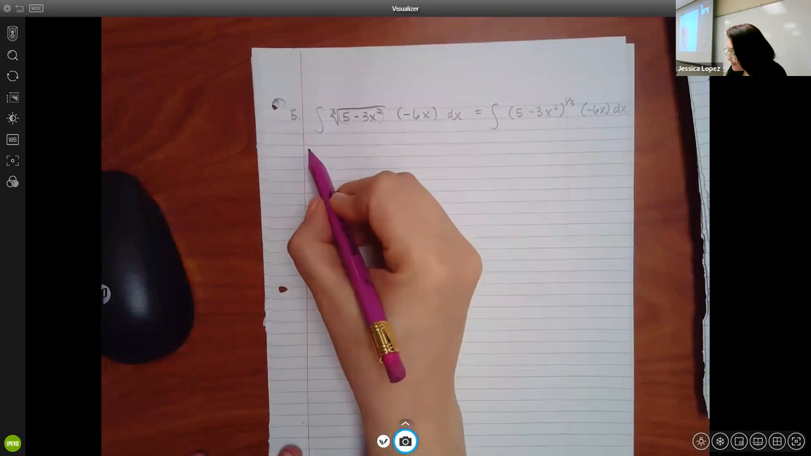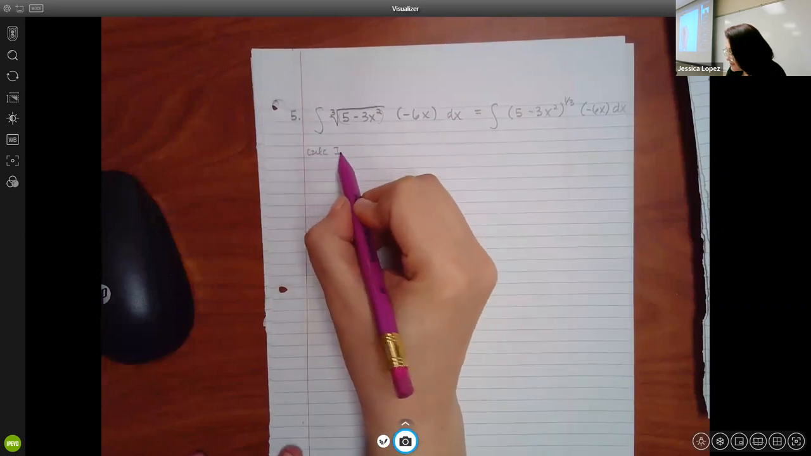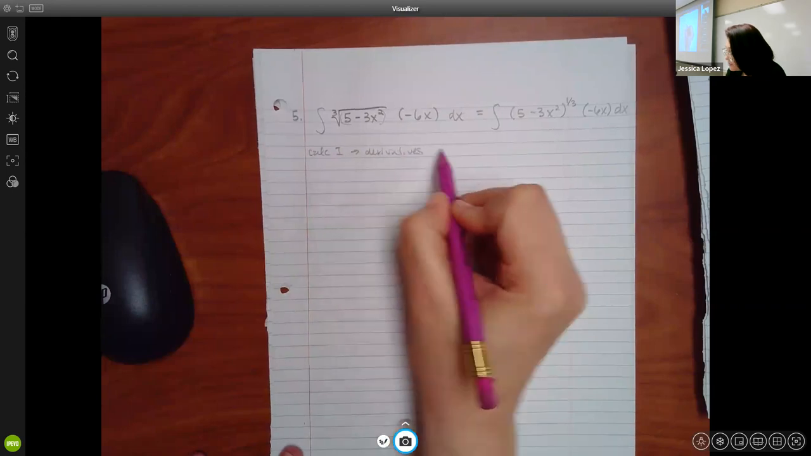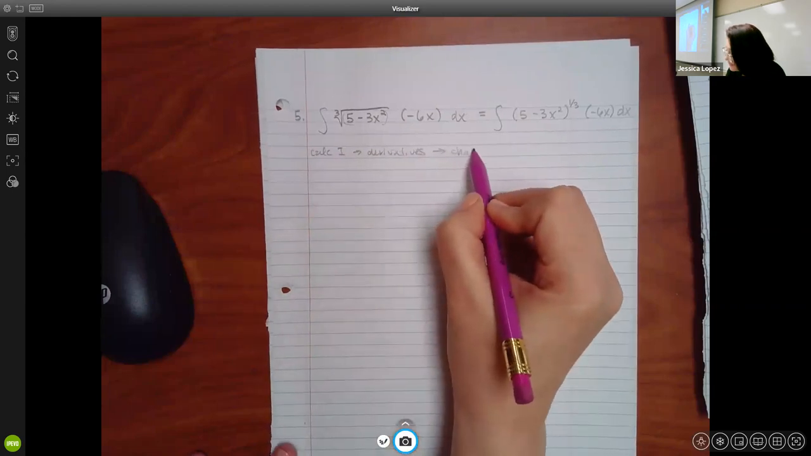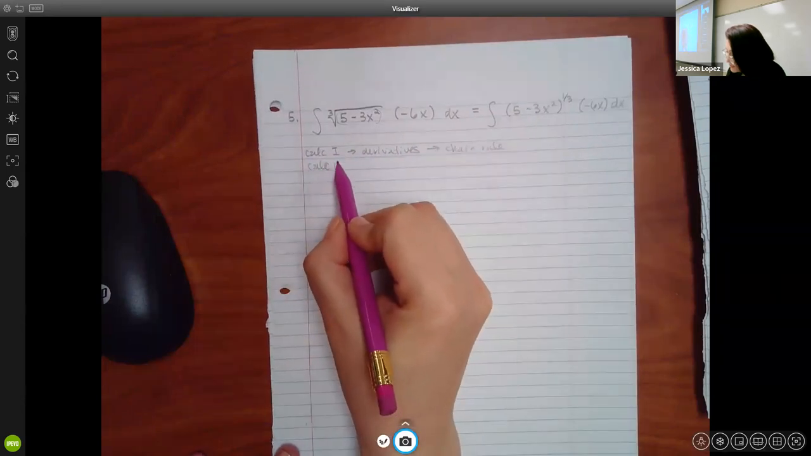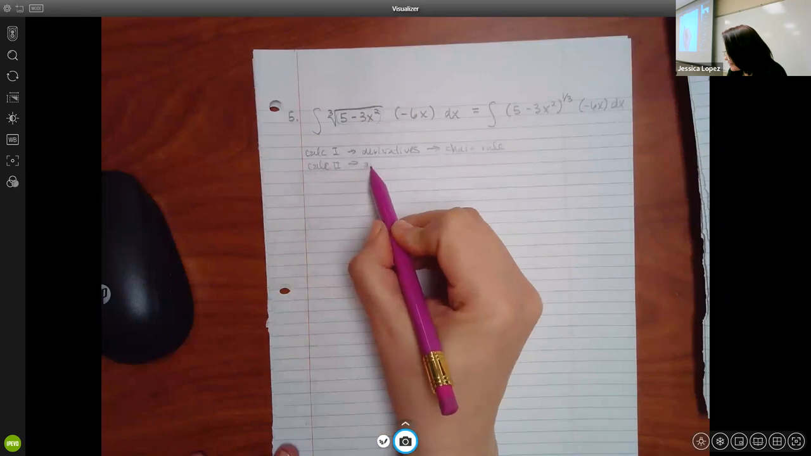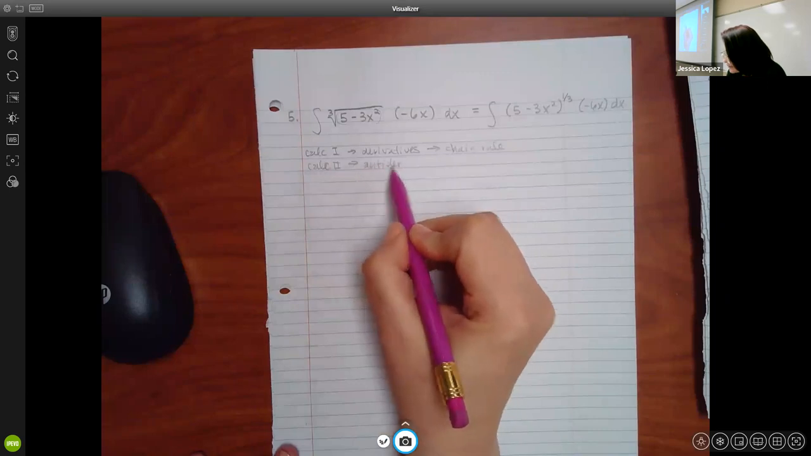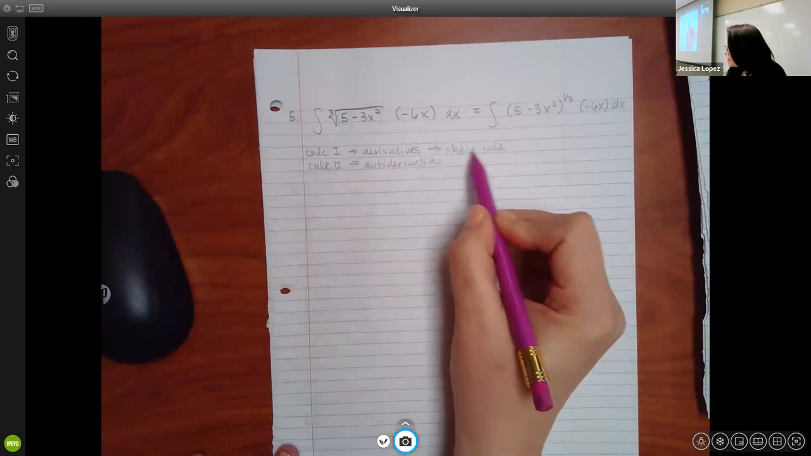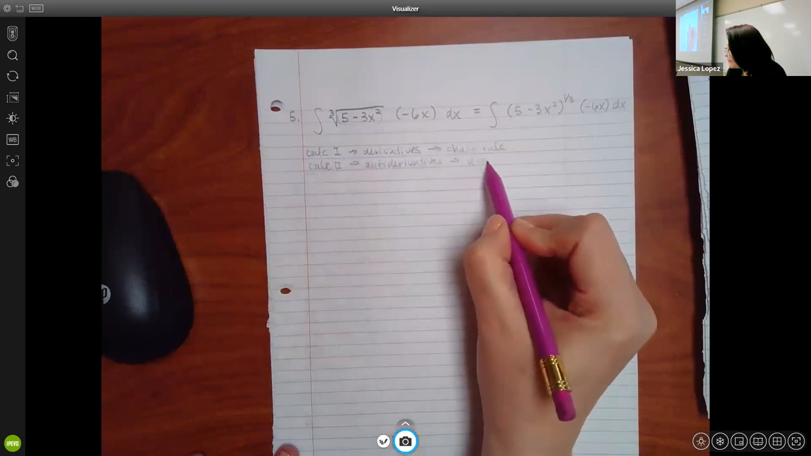So in Calc 1, you're taking derivatives, right? And when you do derivatives, you have the chain rule. When you're doing Calc 2, you're doing integrals, so it's basically antiderivatives, right? And the way we undo the chain rule is we use substitution.